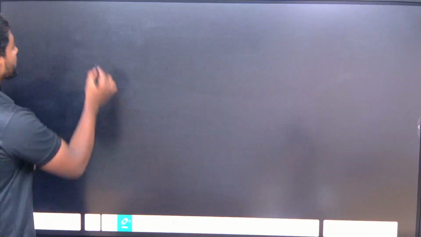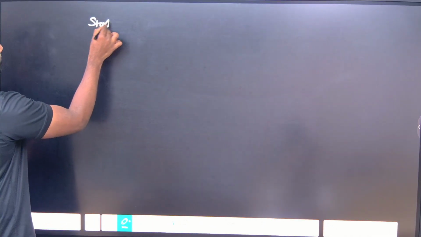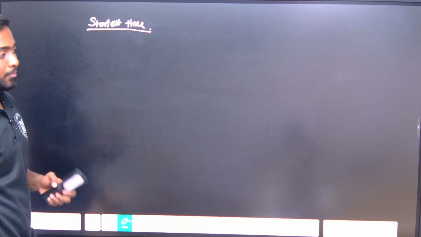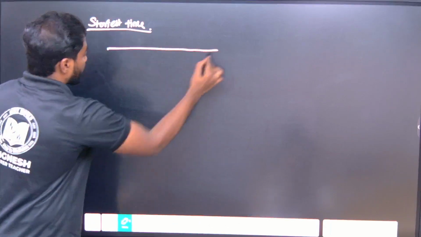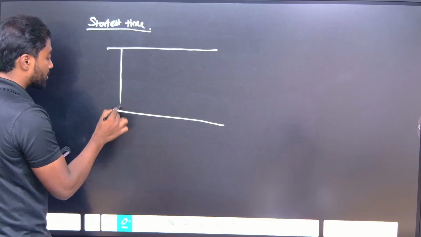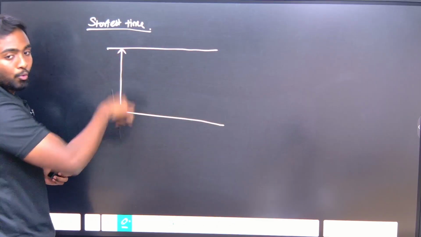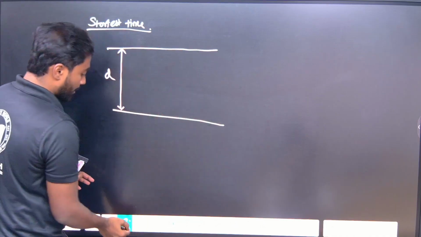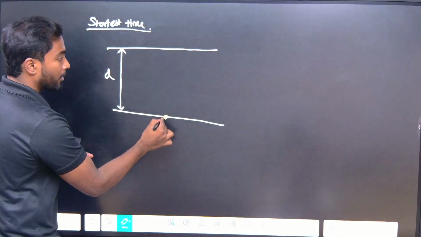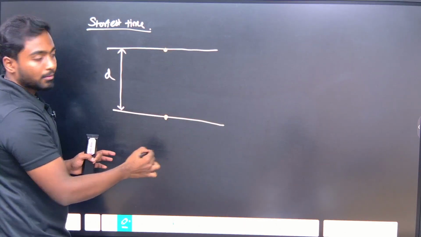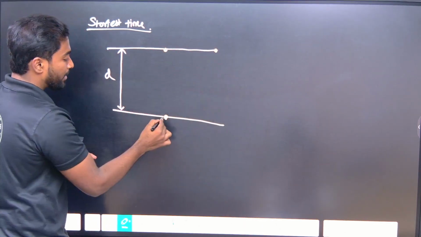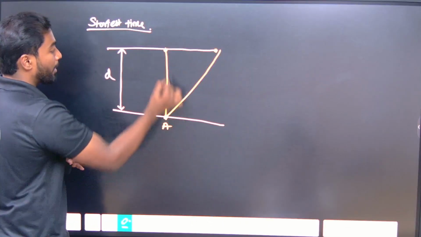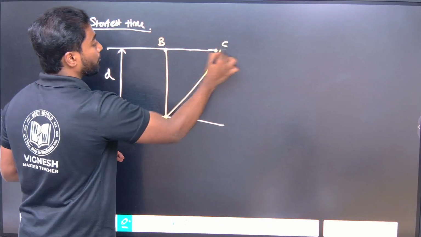Now shortest time. Shortest time in the sense, this is the distance between the two banks of the river, let me consider D. If I start exactly over here, point A, and point B is this, and point C is this, I am starting in this manner, but I will reach from point A to C.